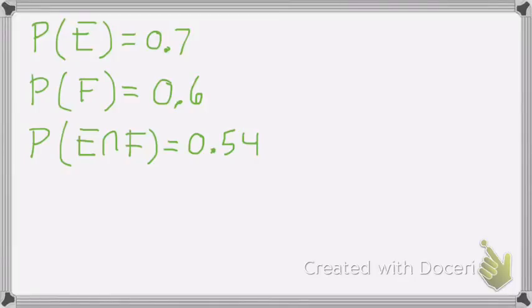Okay, we're going to be working problem number 28 from chapter 6. This is on page 310 of your textbook. It's a good basic problem on some conditional probability.